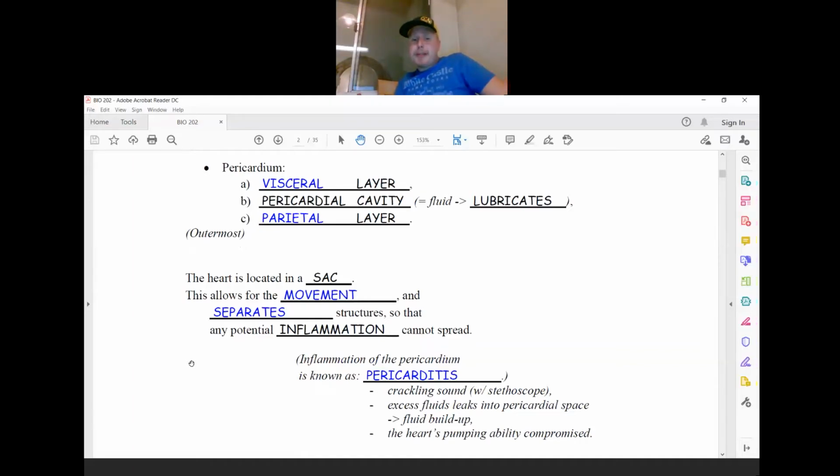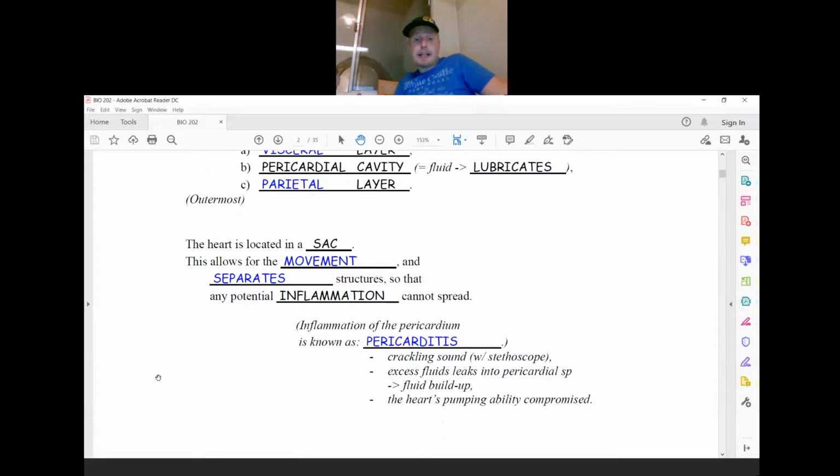What happens is that this pericardial space also gets filled with fluid, and the heart's pumping ability is affected. So we don't want to have pericarditis. We want to diagnose it and we want to treat it as necessary.